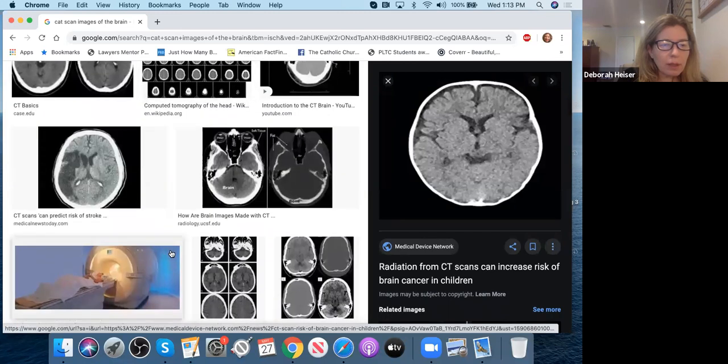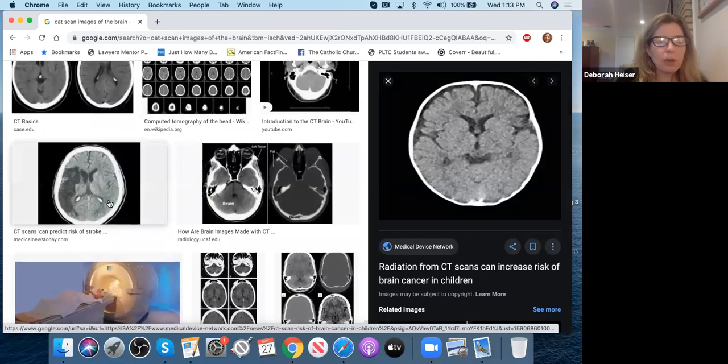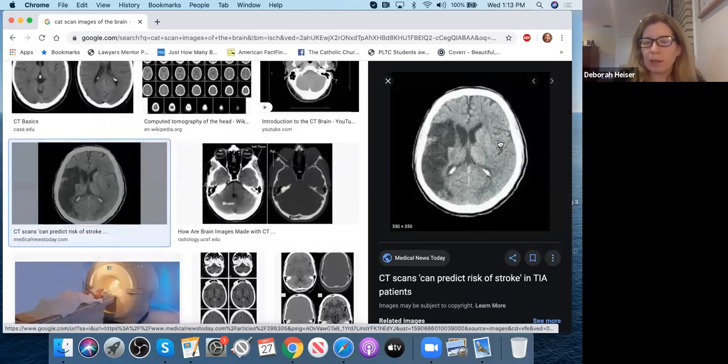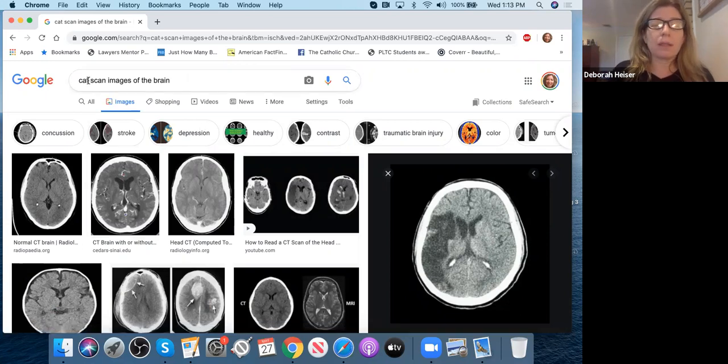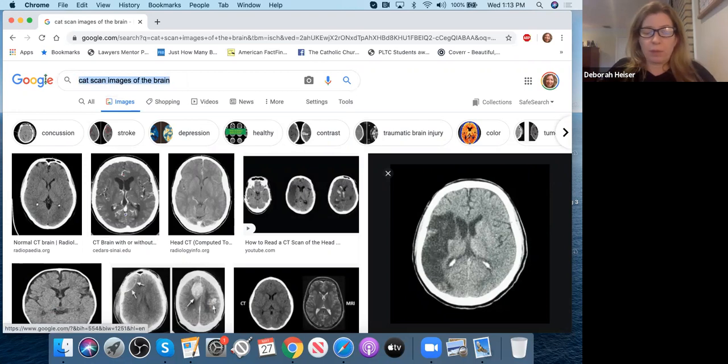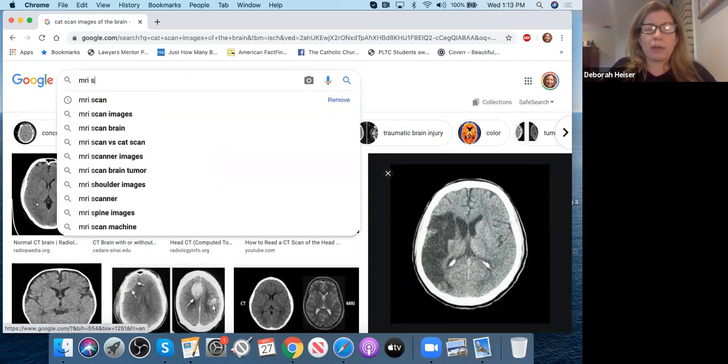Let's see. Here's one where you can detect a stroke, right? So this darker image here. So these are the sorts of things that made a big change. We're able to now actually see the brain. So what else do we have to look at the brain? We also have an MRI scan.